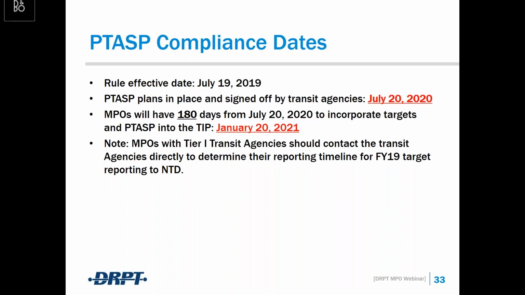Here's the timeline for Ptask compliance. We will be reporting our Tier 2 statewide plan to FTA on July 20th, 2020. MPOs will then have 180 days to incorporate the targets into their LRTPs and TIPs. There's a lot of acronyms with this, I apologize. And that will be January 20th, 2021, the compliance date on Ptask for the MPO.